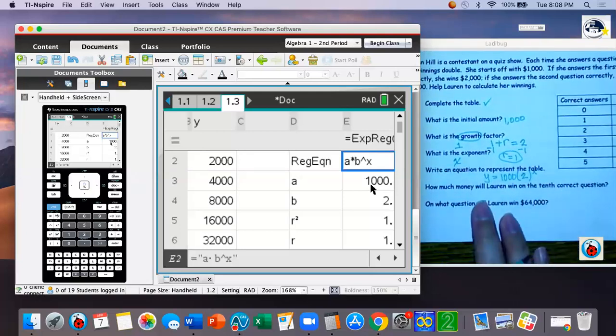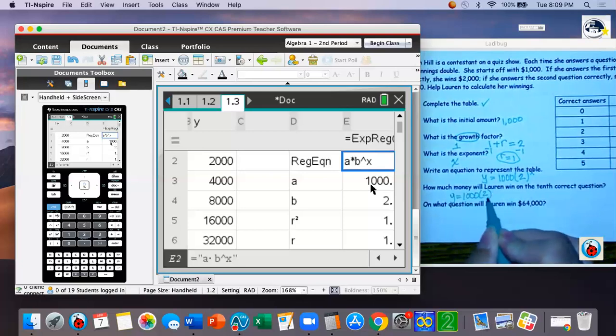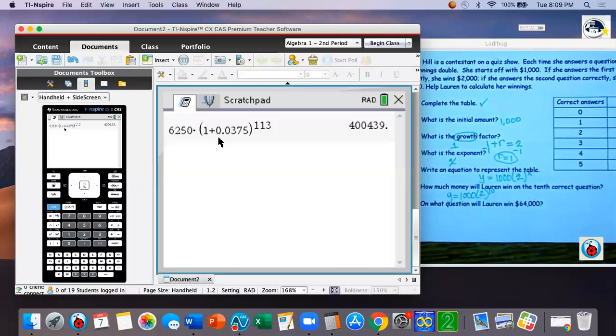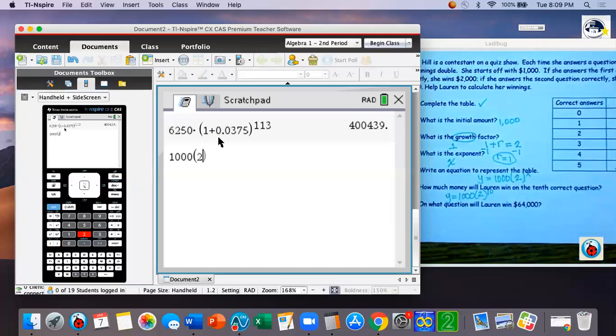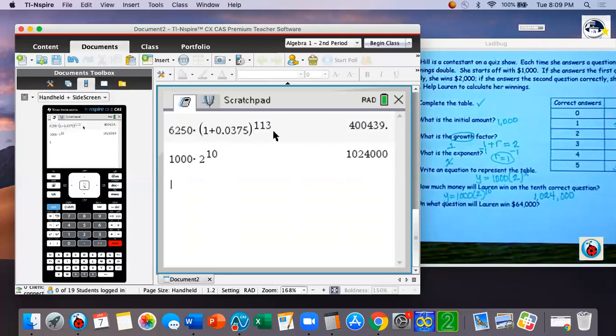And then how much money will Lauren win on the 10th correct question? So in order to answer this one, we would do our equation 1,000 times 2 to the power of 10. So if we did that, it'd be 1,000 times 2 to the power of 10. Ooh, on her 10th question, she would win $1,024,000. That's pretty good.